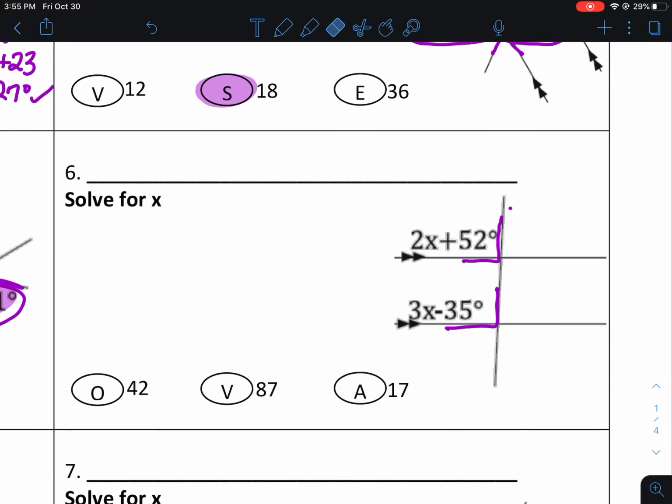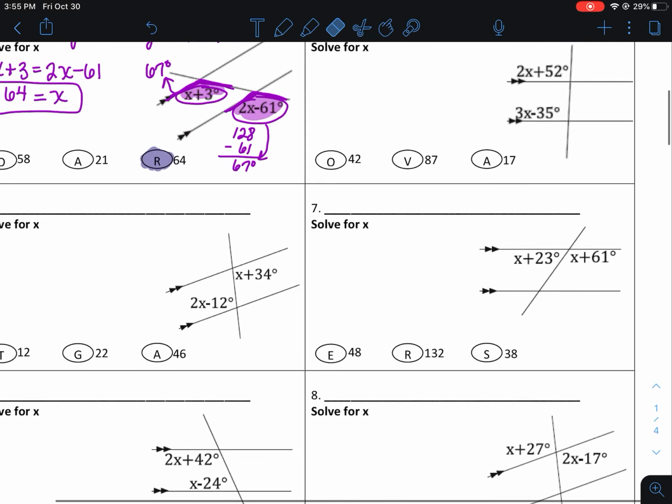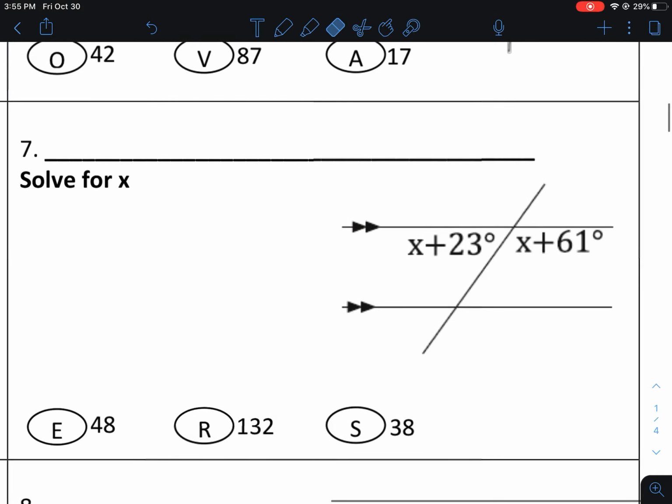So actually, let's skip this one because I want to do something a little different. You can set it up the same. Let's do number 7. Okay. So for this guy, we have this angle and we have this angle.